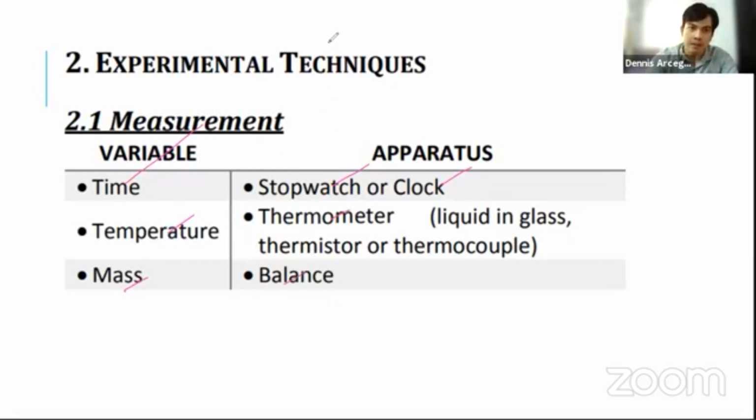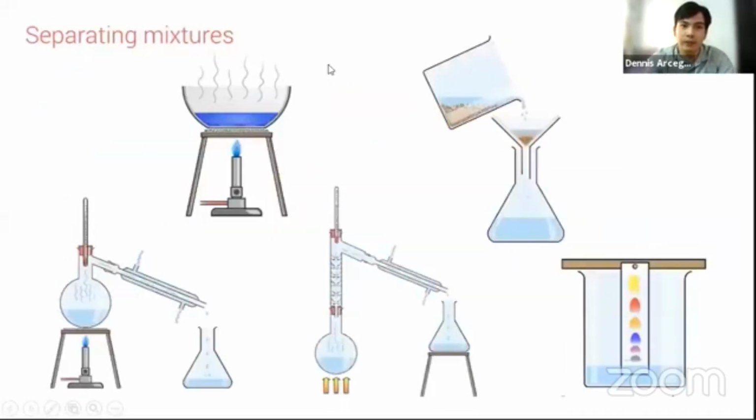Okay. Aside from these measurements, you also have to know the different methods of separating mixtures. So we have here evaporation, filtration, simple distillation, fractional distillation, and then chromatography. So these are the 5 separating mixtures that you have to know. Okay, then let's see a question about this one.